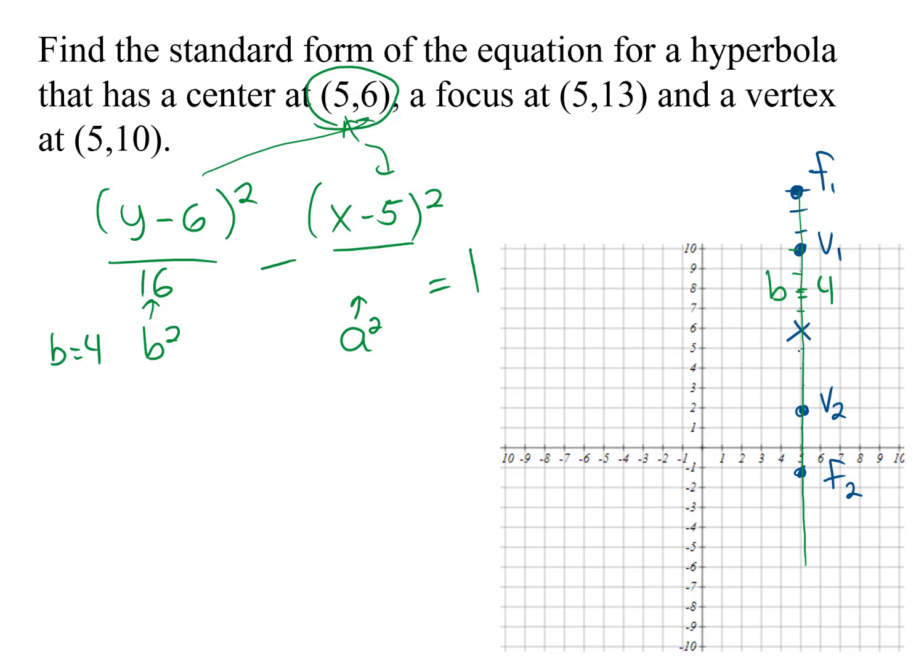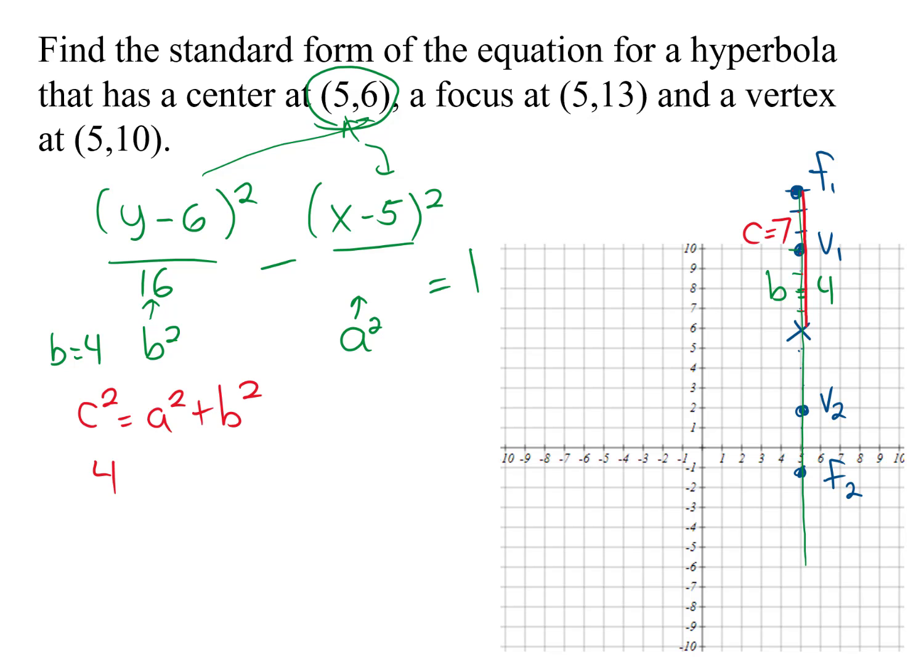So how do I find a? Well, as I look at my picture, they didn't give me that info, but they gave me c, because from the center, the distance to the focus is c. So c is going to equal 1, 2, 3, 4, 5, 6, 7. Okay, so from the center, the y value needs to change by 7 to get to a focus. So c is 7.